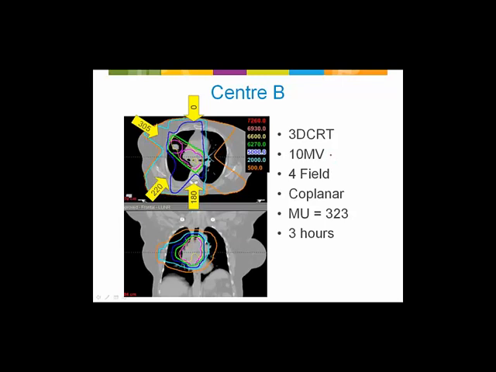Hybrid, here we have our 18MV base fields. Here they were kicked off of 0 slightly, and the 6MV partial arcs. MU is about the same as what we saw in the 3D conformal plan, and the time was about 30 minutes.